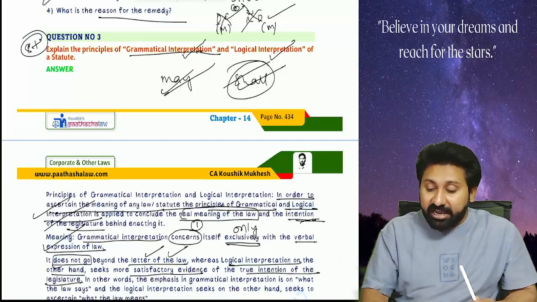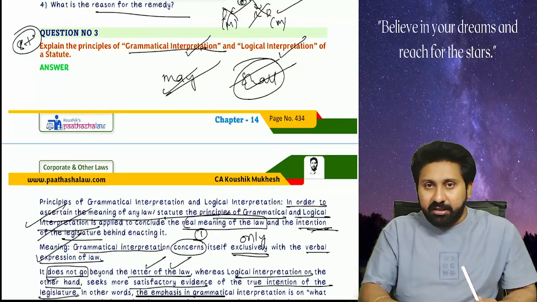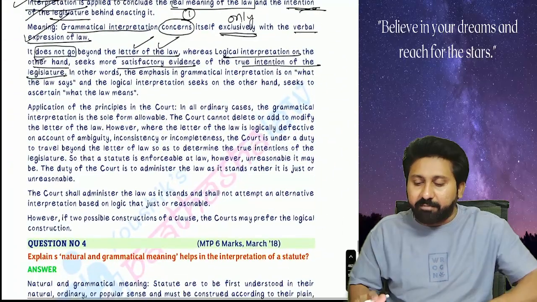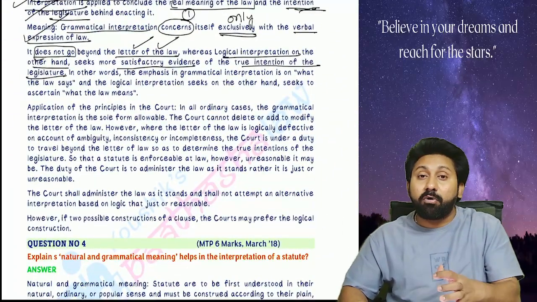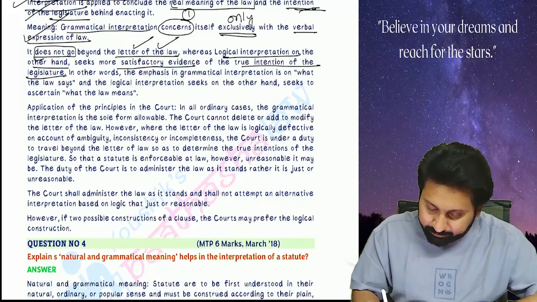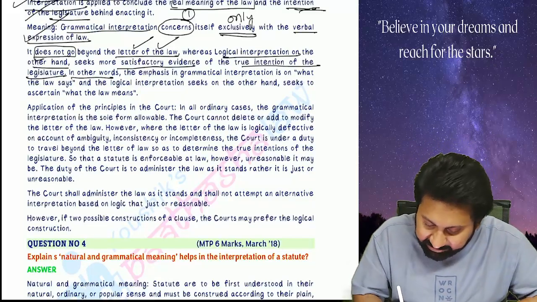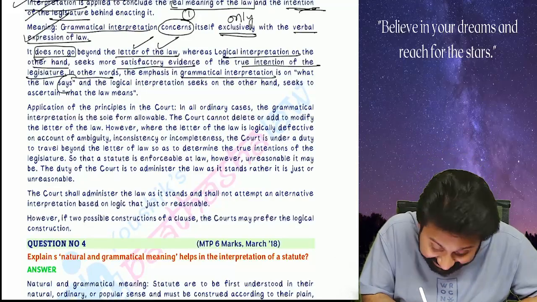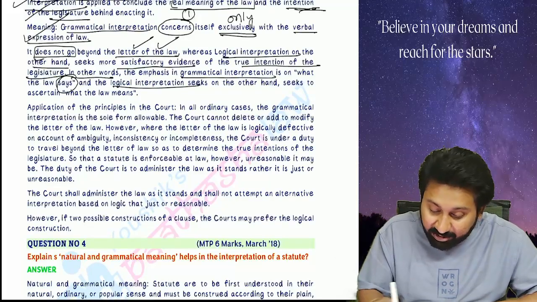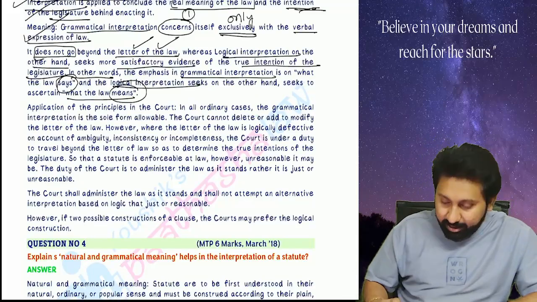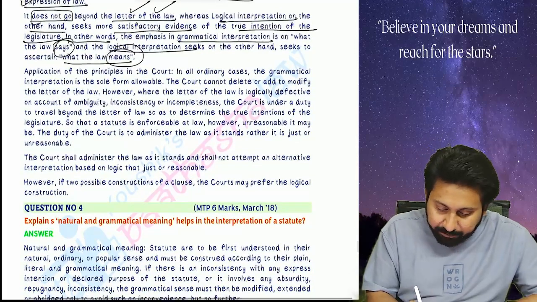May will be read as shall, and shall will be read as may. That's called the concept of logical interpretation. Logical interpretation means I will go more by the lawmaker's intention, not by the verbal expressions. In other words, emphasis in grammatical interpretation is on what the law says, but logical interpretation concentrates on what the law meant to say.